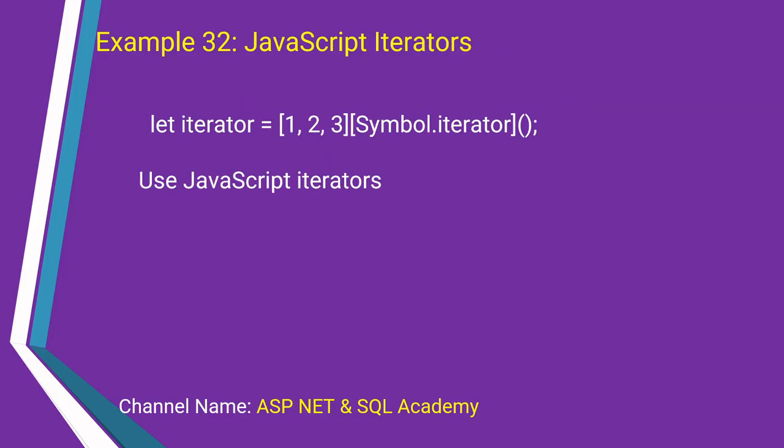Example 32. JavaScript iterators. Iterators allow us to iterate over a sequence of values. We can use the Symbol.iterator property to define an iterator for an object. For example, let us create an iterator for an array.